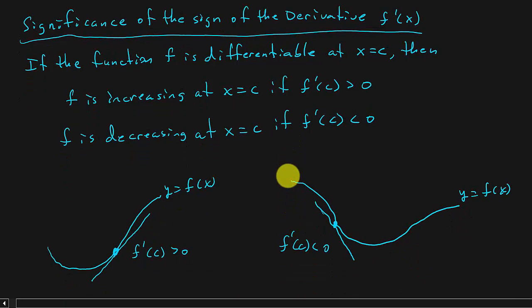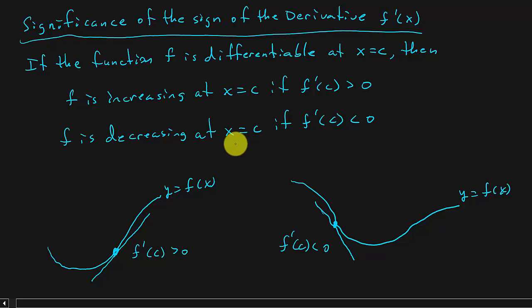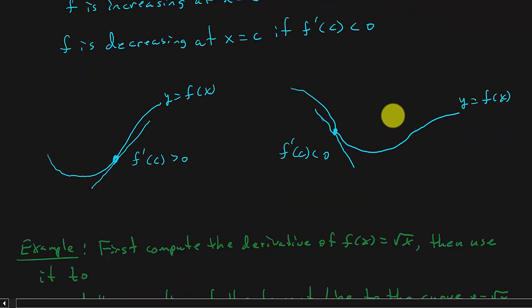Significance of the sign of the derivative f prime of x. So if the function f is differentiable at x equals c, then f is increasing at x equals c if f prime of c is positive, and it's decreasing at c if f prime of c is negative. So remember, whenever we have a function and we take the derivative and we evaluate it at the x value, what does that do? It gives us the slope of the tangent line. So if you remember from algebra, if the line is going like this, it has a positive slope. If the line's going like this, it has a negative slope.